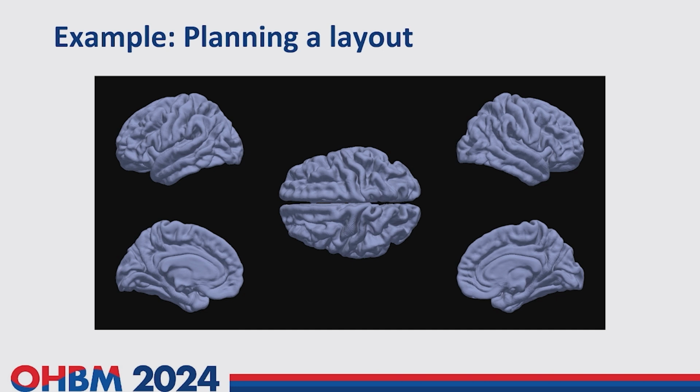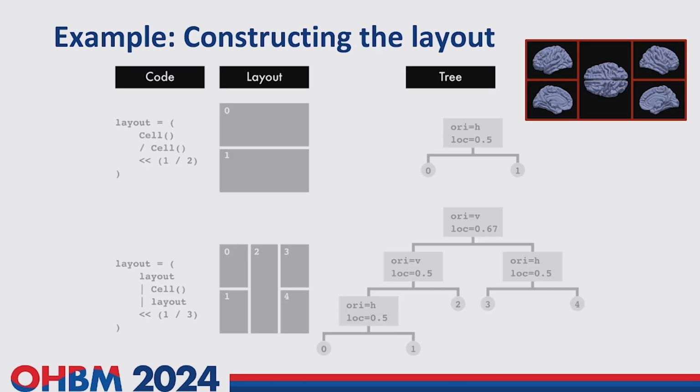Since we want to have a representative set of views on the brain, we first plan a figure layout that includes medial and lateral views isolating each cerebral hemisphere and a dorsal view that displays both hemispheres together. We compose the desired figure from cells using the layout algebra. Under the hood, a figure layout is represented as a binary tree whose leaves are cells, and each non-leaf node specifies how to join its children with a split orientation and a split location attribute. Constructing the layout we want is straightforward, requiring only 2 lines of code as shown here.